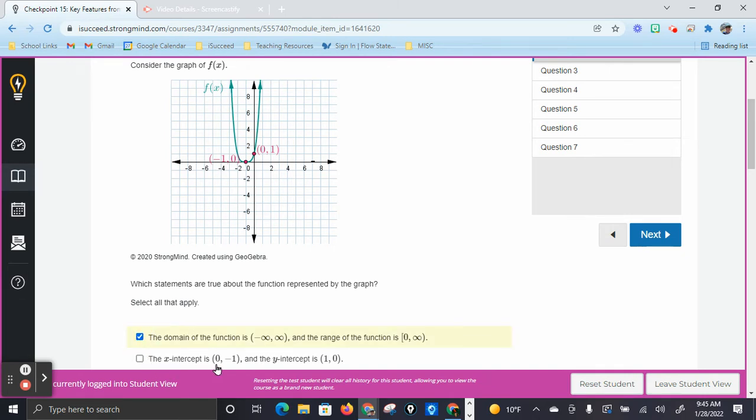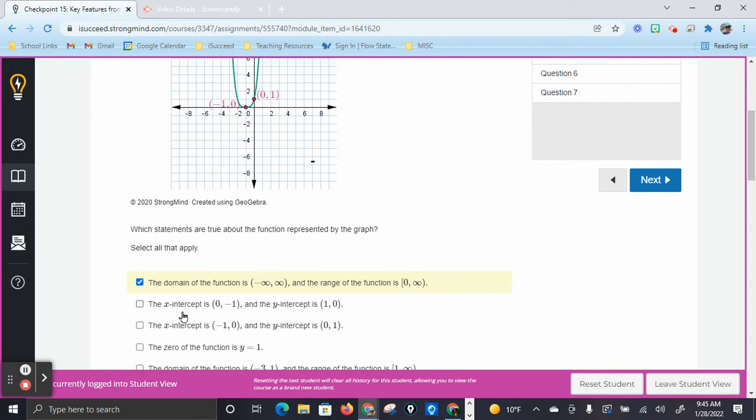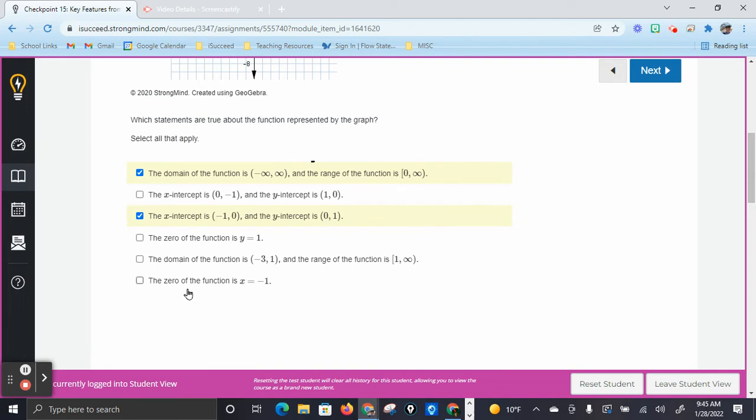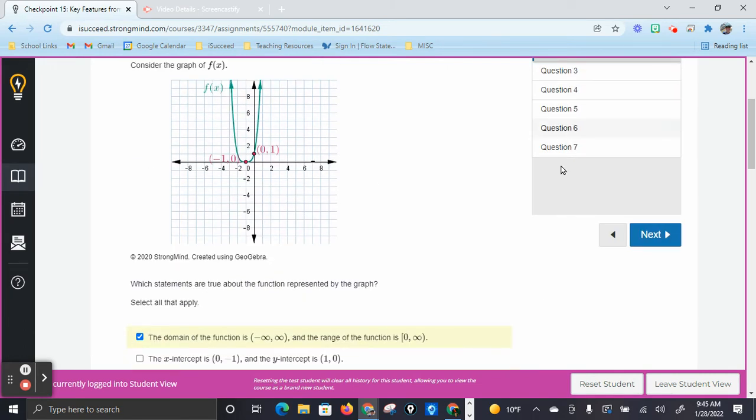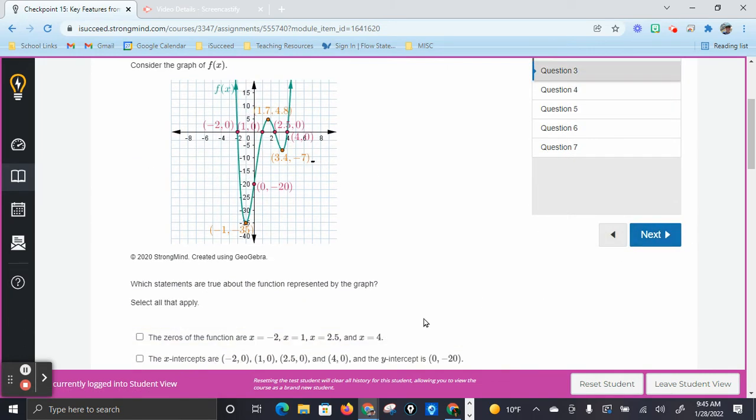Now we can see the x-intercept is at 0, -1. Nope, that's not it. They're flipping those coordinate values on us just to trick us. But this one is true, which means that we do not have a 0 because zeros are not y values. We've already discussed the domain, but we do have a 0 at x equaling -1. That makes sense. Okay, so that's question 2.